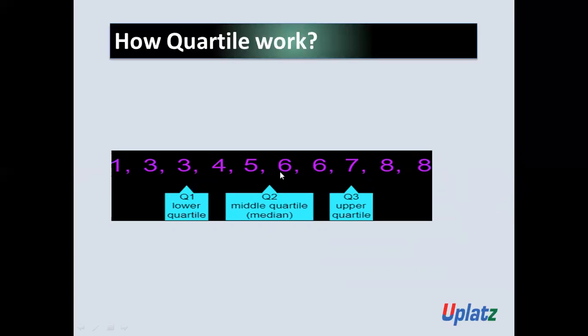10 numbers. So the middle values will be 5 and 6. So if you have the two numbers in the middle, what you need to do? You need to do the addition of these two numbers and divide the result by 2 to find the median. So see, the middle quartile will be 5 plus 6 divided by 2, that is 5.5.